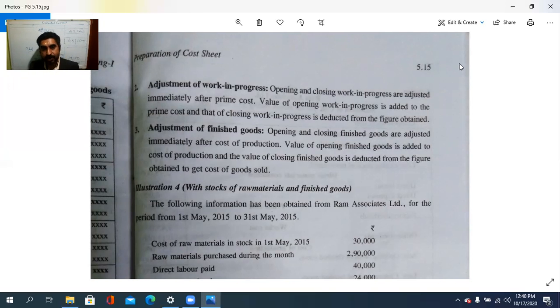So adjustment of finished goods. Opening and closing finished goods are adjusted immediately after the COP, cost of production. Value of the opening finished goods is added to the cost of production, and value of the closing finished goods is deducted from the figure obtained to get the cost of goods sold.